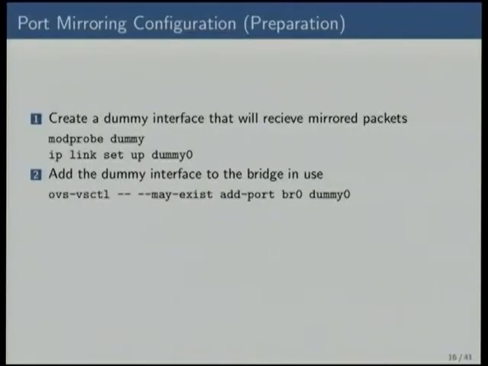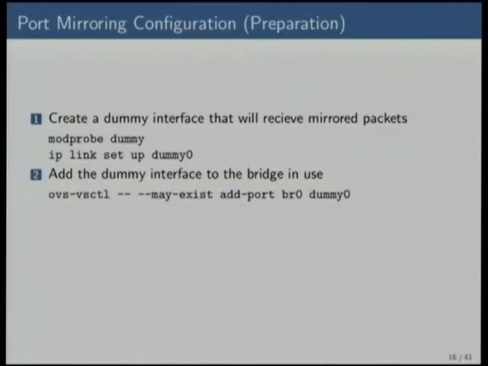So how do we do port mirroring? How do we do SPAN with Open vSwitch? Okay, so firstly, we don't have a physical switch. We can't just plug in physical things, but we can plug in as many non-physical things as we want. So we create this dummy interface.